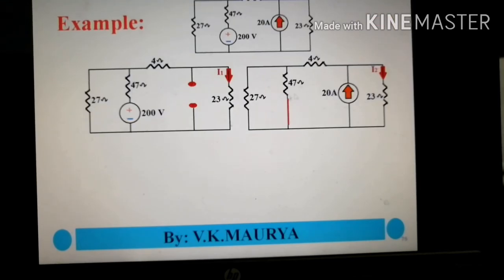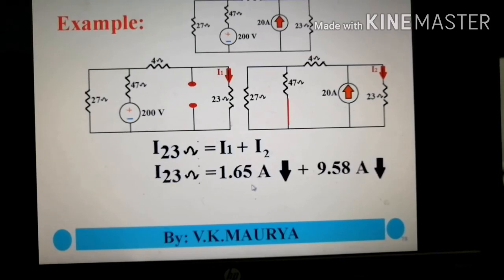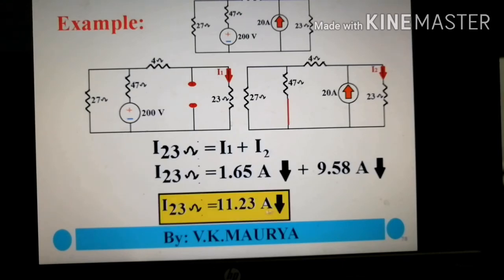Now these are the two sub-circuits, and current through the 23 ohm resistor is I1 plus I2. Why it is I1 plus I2? Because the direction of current is in downward. It is 1.65 and 9.58. Finally it is 11.23 ampere in downward direction. So the current flowing through the 23 ohm resistor is 11.23 ampere in downward direction.